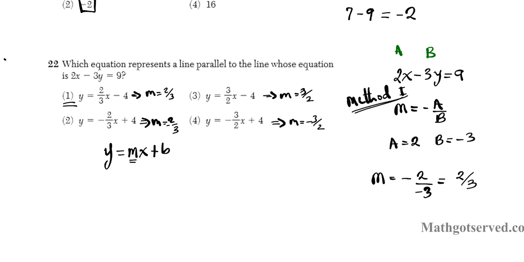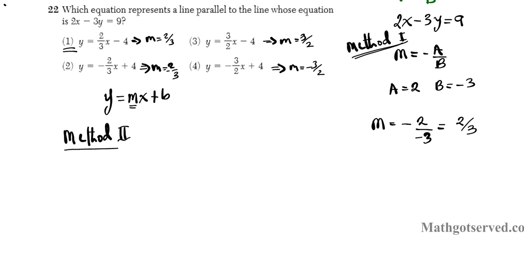Okay, so let's go ahead and try out method 2. You might like this one if you do not remember the formula -a over b. In method 2, I'm going to transform the equation 2x minus 3y into slope-intercept form. To accomplish that, I need to isolate y. To isolate y, I need to subtract 2x from both sides and divide by -3. Alright, let's go ahead and do that.